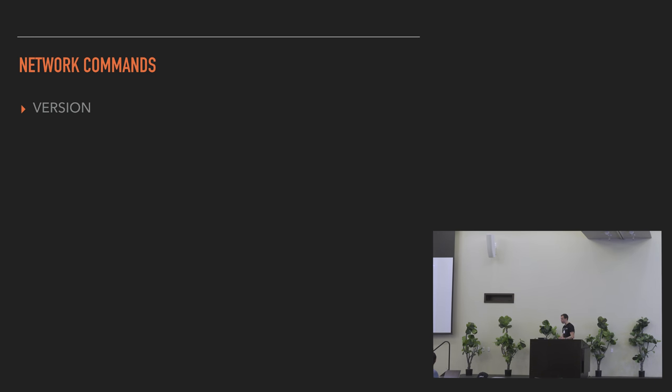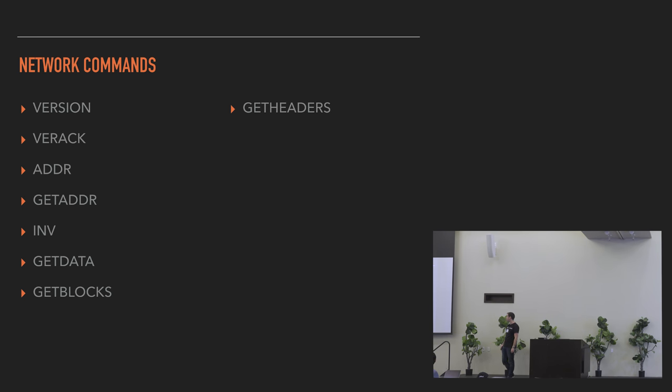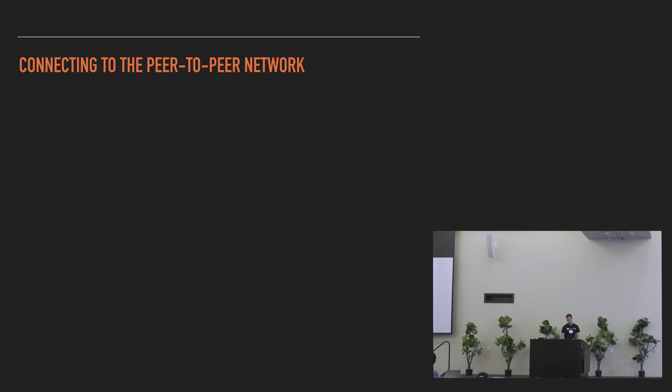So what kind of messages make up the peer-to-peer network? What kind of messages do we send? Version, verack, addr, getaddr, inv, getdata, getblocks, getheaders, tx, block, headers, ping, pong. Lots of different messages. We'll go over some of those in this session.